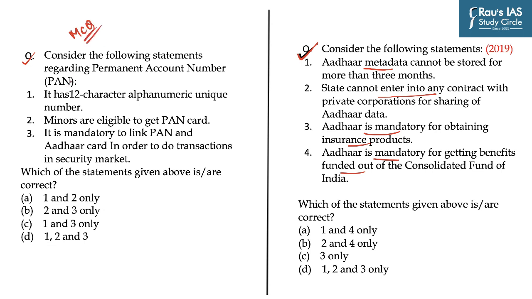Consider the following statements regarding permanent account number. Statement 1, it has 12 character alphanumeric unique number, which is of course incorrect because PAN is not 12 but 10 character alphanumeric unique number. Second statement is correct, minors are eligible to get PAN card. Third statement, which is it is mandatory to link PAN and ADHAAR card in order to do transaction in security market, is also correct. Because SEBI has instructed investors to link their PAN with their ADHAAR by the end of this month to continue doing transaction in securities market. So now it has become mandatory, and hence the right answer is B, 2 and 3 only.